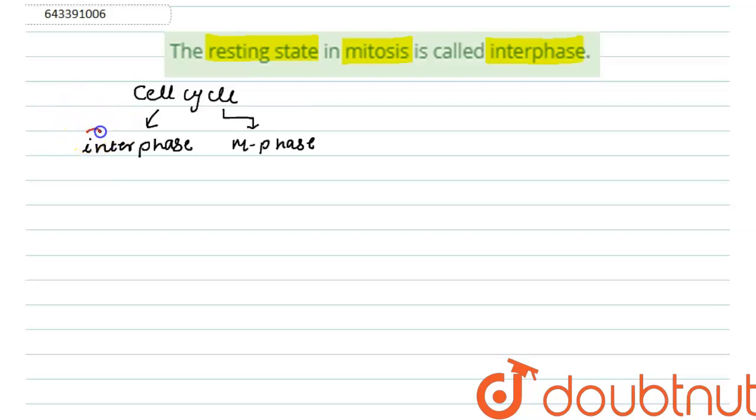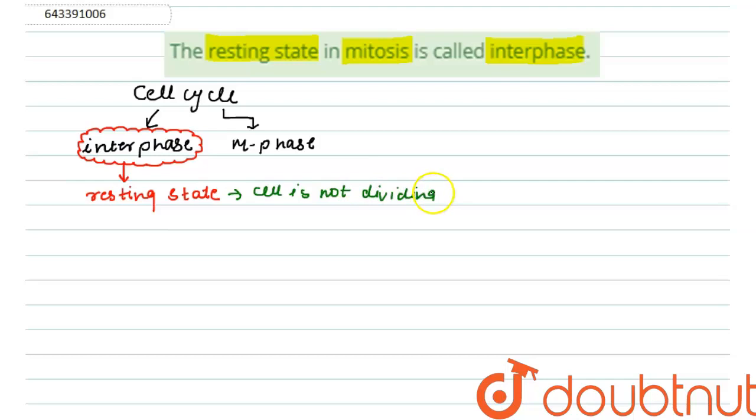Actually, when a cell cycle appears, in the interphase the cell is in resting state. The cell is in resting state, but it is metabolically active. Now what does resting state mean? Here resting state means the cell is actually not dividing. The cell is not dividing, but it is preparing for the division. So resting state is your interphase.